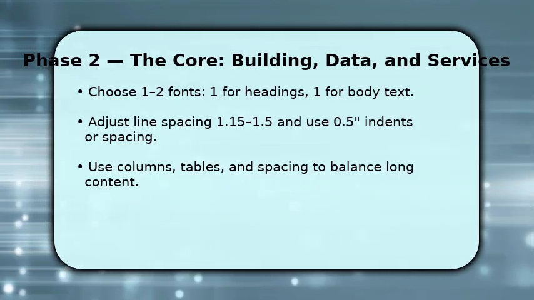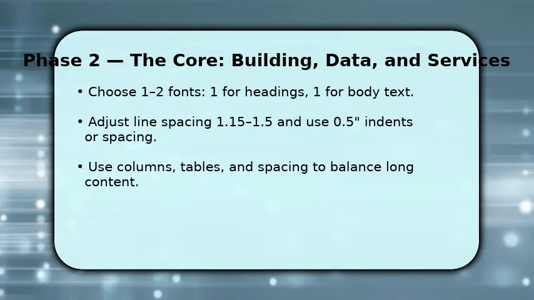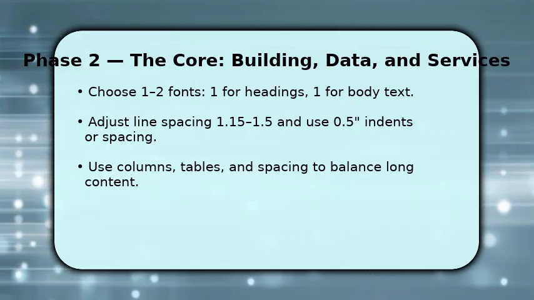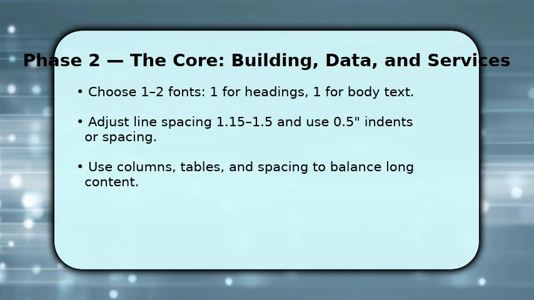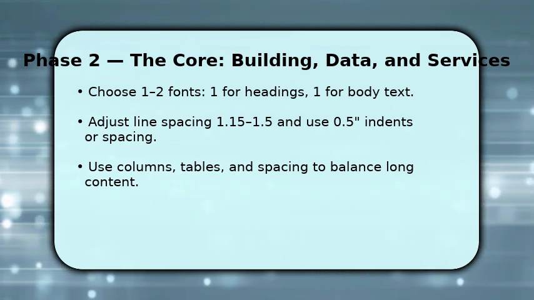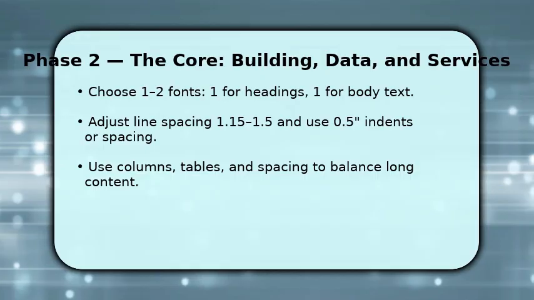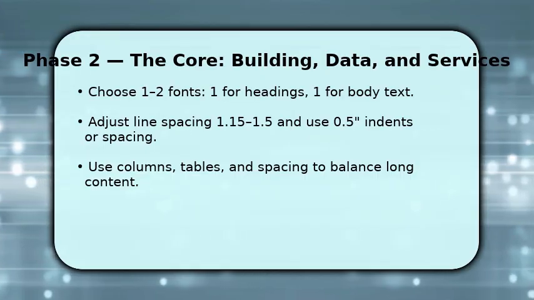Use columns or tables for side-by-side content and add 0.5 indents or spacing for nested lists. These adjustments make dense information feel organized, and they reduce eye strain, so readers stay engaged longer.